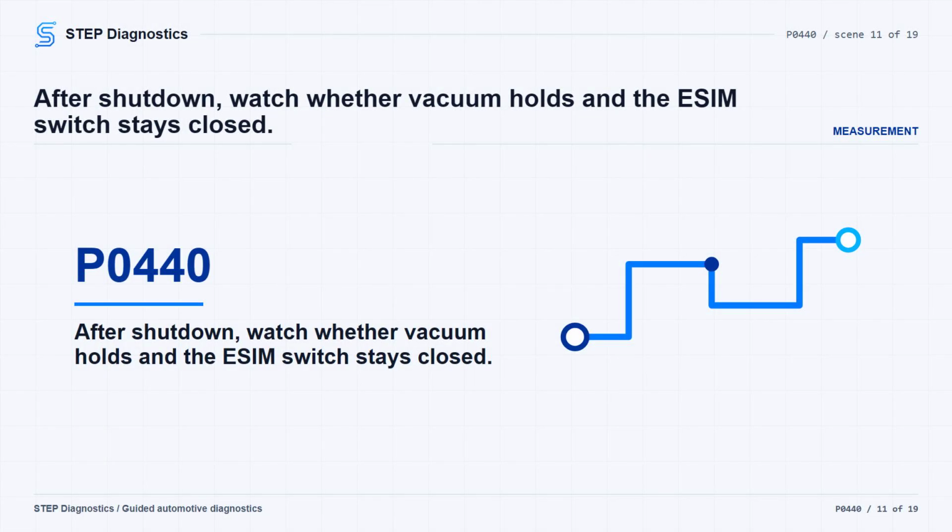Once maximum vacuum has been created and stabilized, shut the engine off and monitor the fuel tank pressure sensor and ESIM switch for another 3-4 minutes. Record the readings immediately after shutdown and again after 3-4 minutes. The fuel tank pressure sensor should quickly return to the vacuum relief regulation point, approximately -500 Pa, and stabilize. Vacuum should stay below approximately -250 Pa, and the ESIM switch should remain closed for the additional 3-4 minutes.